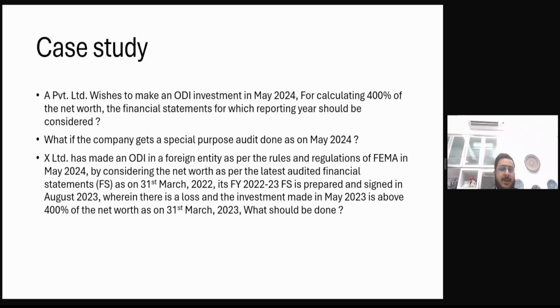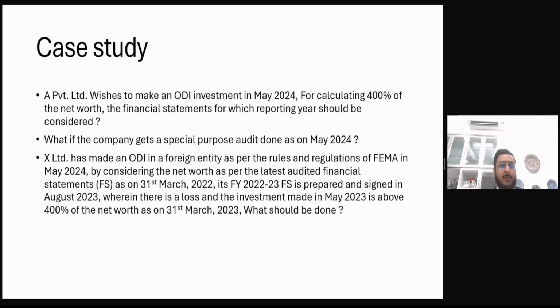Now, what happens is, suppose in the above example, we were in May 2024, and we have done the ODI as per the financials of 22-23 because the financials of 24 were not yet prepared. Now it is September. Once your balance sheet is prepared and signed, you see that the net worth has reduced. If you again check the ODI which you have done, it is now coming below that 400% limit.